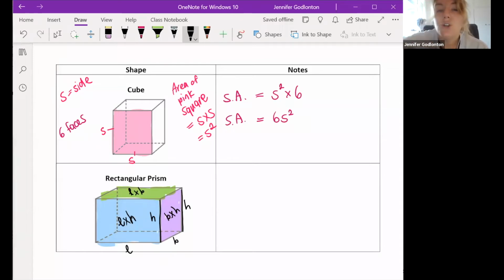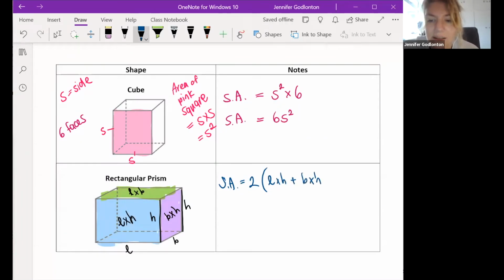Now remember, there are two of all of those. So what we're doing when we write this formula out, there are lots of different ways to write this. I'll show you the two main ways that people use. We say our surface area is equal to 2 times, and then we write those three areas: length times height plus base times height plus length times base. I'll show you those colors now, and then we can work out our surface area.